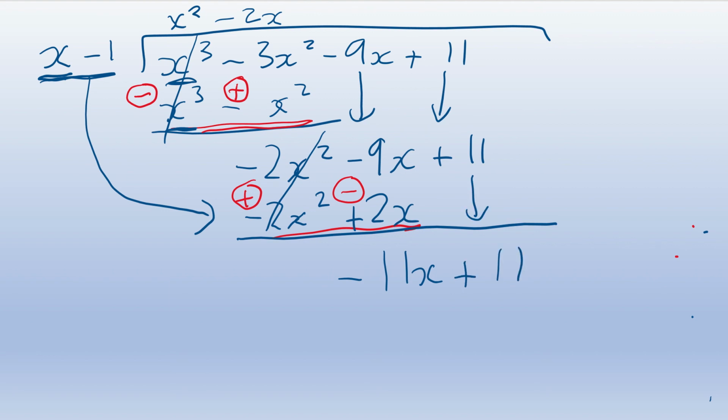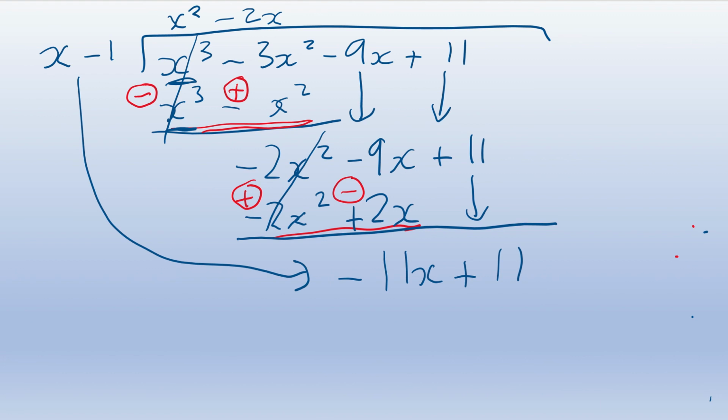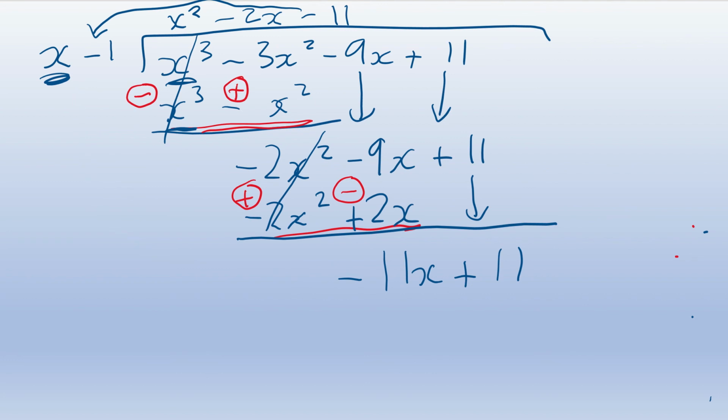So for the last time now, I need to find out how many times x minus 1 goes into minus 11x plus 11. So x goes into minus 11x, minus 11 times, minus 11, and then I multiply that minus 11 by my x minus 1, and hopefully, if I've done this correctly, I'll end up with the same thing as what I have here, the minus 11x plus 11. So let's see if that works out. Minus 11 times x will give me minus 11x. Minus 11 times minus 1 will give me plus 11.